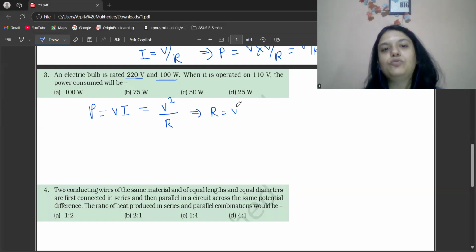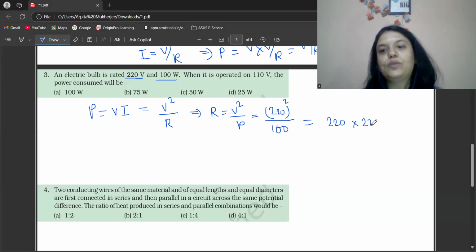R is equal to V square by P. So what is V square by P? What is my V here? 220. So 220 square divided by, this is 100, right? So this will be 220 into 220 divided by 100. So if you do the calculation, you will get it as 484 ohm.